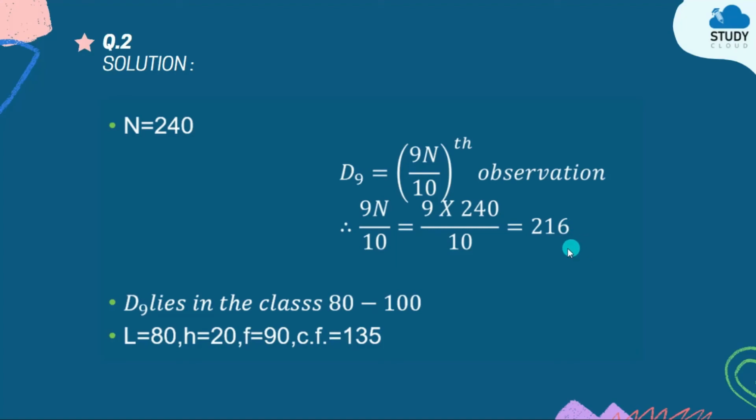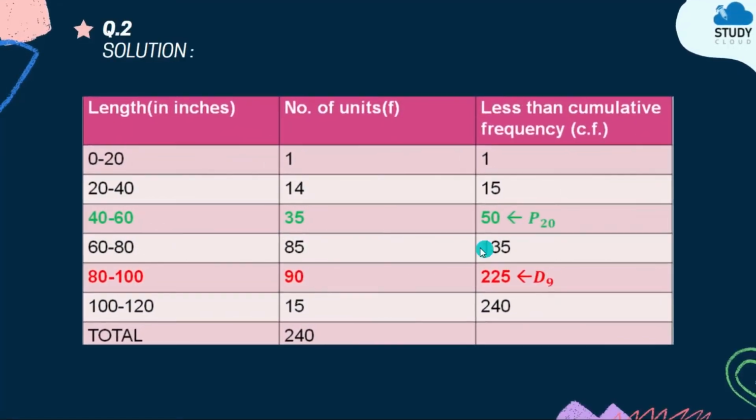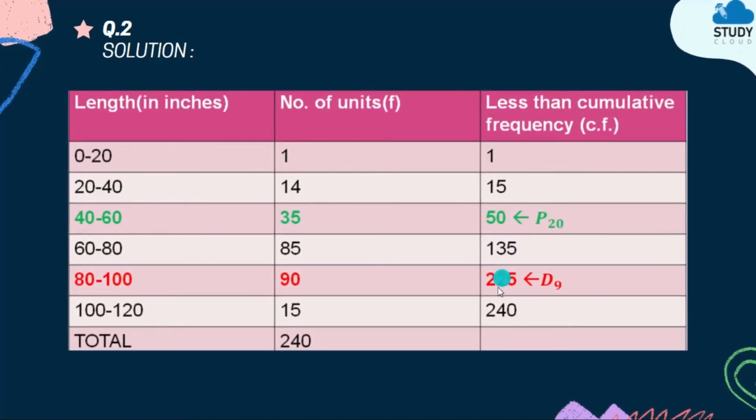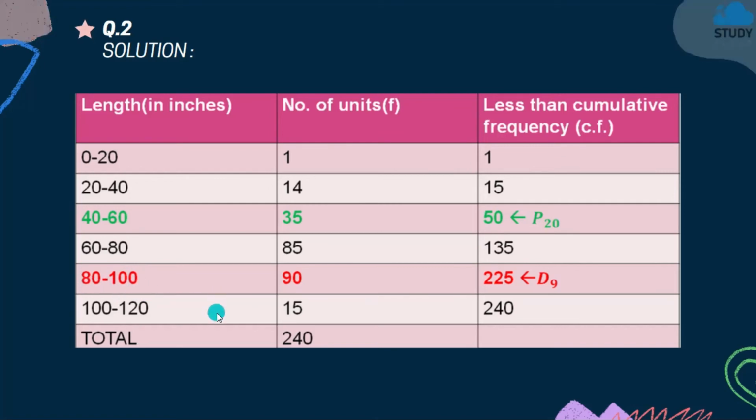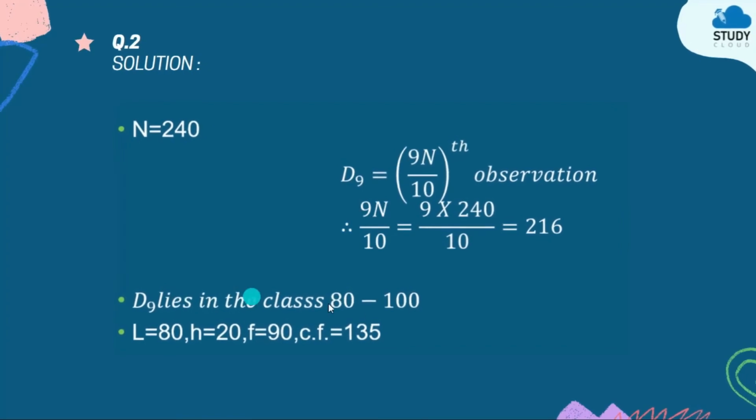Now let's check the table. So 216 will lie between 135 and 225. So always take the bigger value. Now here we will select this particular class as 80 to 100. Our frequency will be 90, and CF we will select the previous one, that is 135. So here your CF is 135, your F frequency is 90, your required class is 80 to 100. Here the lower boundary is 80. If you see the difference between these two values, your H will be 100 minus 80, that will give you 20.